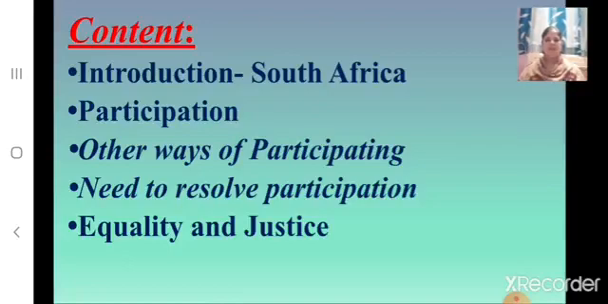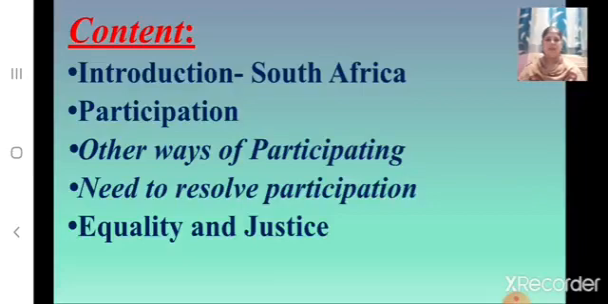1976. Hence, the African National Congress started a struggle against the apartheid system under the leadership of Nelson Mandela, and finally in 1994 they succeeded and became a democratic country where people of all races were considered equal. And we also learnt about participation.